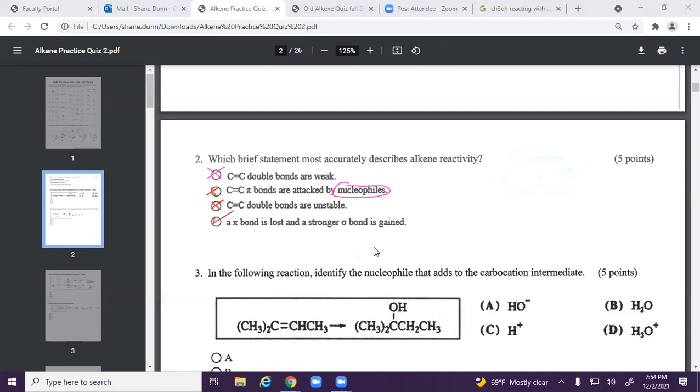So this one is true. A pi bond is lost and a stronger sigma bond is gained. Welcome back, Allison. Okay. So when a double bond is broken, you get a positive and negative charge, correct? But they're like a magnet, right? Positive and negative charge are attracted to each other, correct? So technically, there is no double bond. I just broke the double bond, correct? But this sigma bond, the initial bond, is actually stronger temporarily when both positive and negative charge are near each other, because they're pulled closer to each other until it reacts. Make sense? So that's why that statement is true.